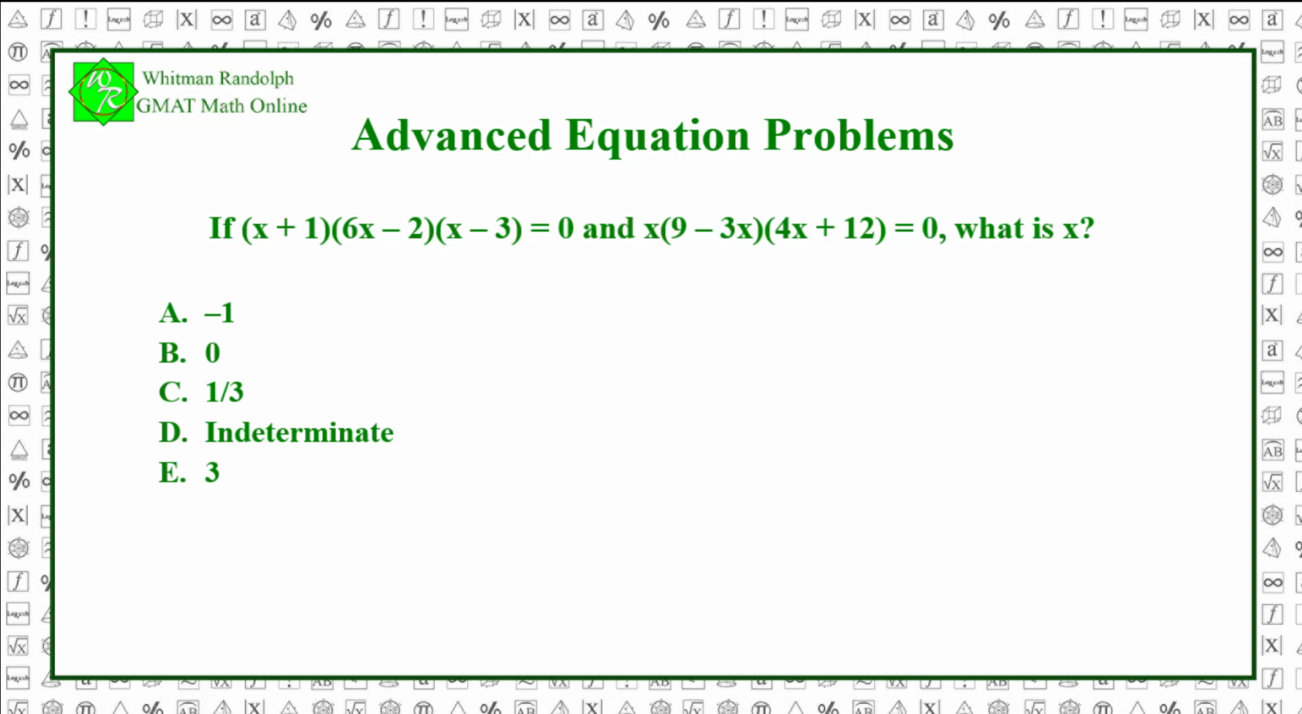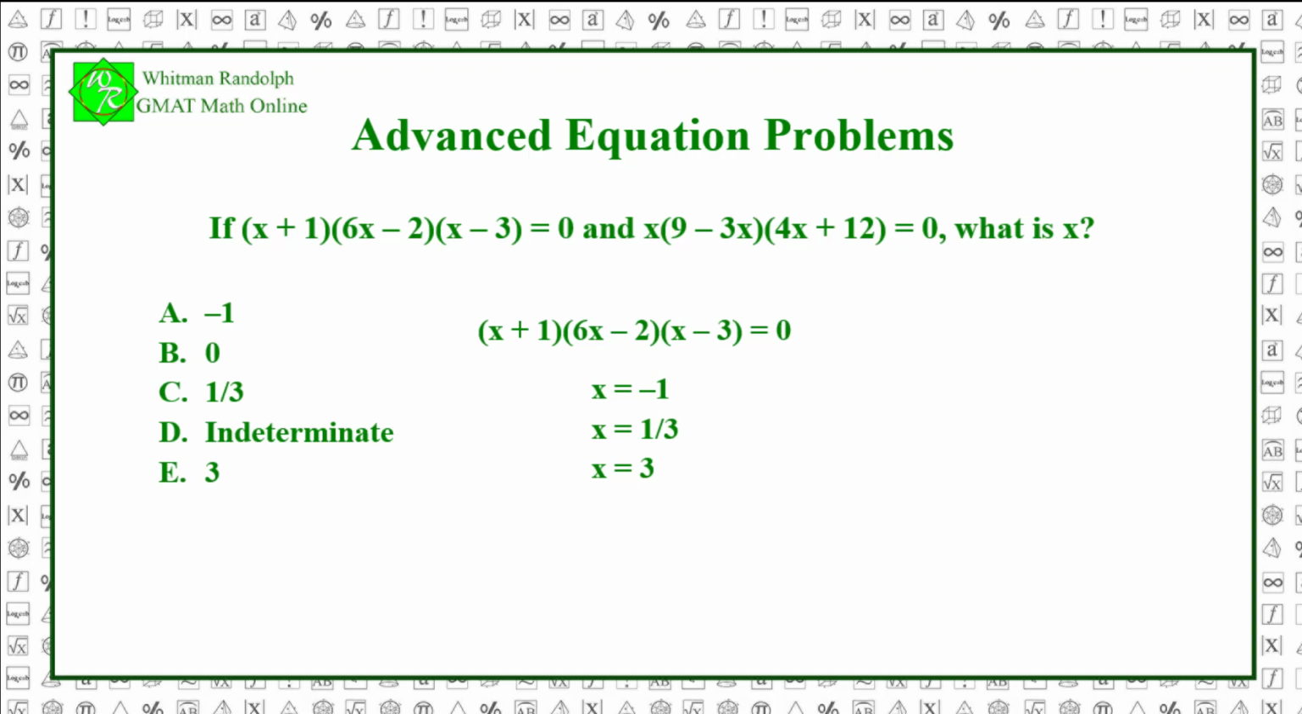Let's find the solution. In the first equation, x plus 1 times 6x minus 2 times x minus 3 equals 0, each of the three factors could be 0, since the product of all three is 0. Thus, from the first equation, we have these possible values for x. X equals minus 1, x equals 1/3, and x equals 3.